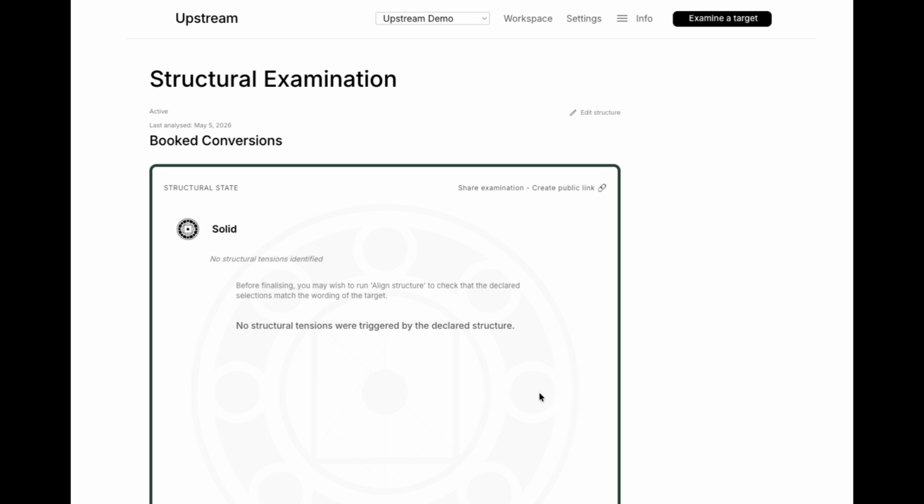Okay, in this case, the structural result is returned as solid. What that means is the outcome is connected to something that sits within direct control. The mechanism describes what actually happens, and the evidence allows the activity to be seen. So this isn't about whether the target is good or bad, it's about whether the structure underneath it can support the outcome. As this is our first run of the target, we may wish to run an alignment check as it flags here. This ensures that the declarations we made match the written wording we provided.